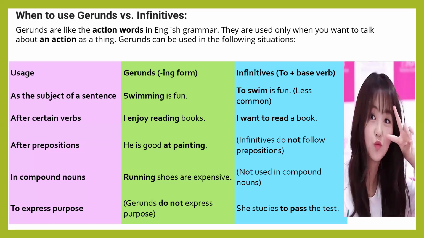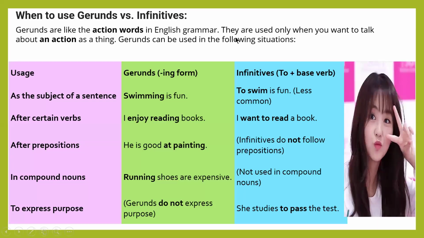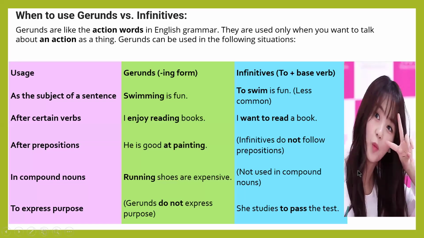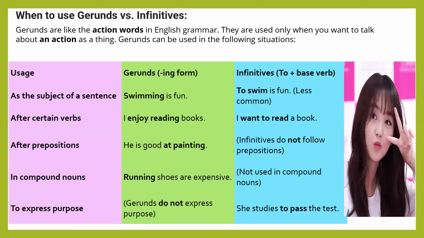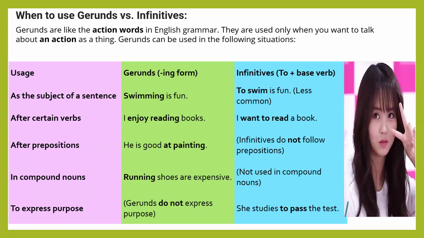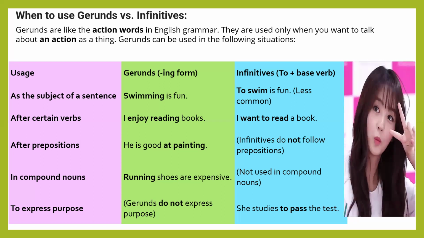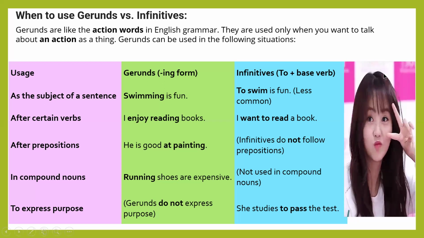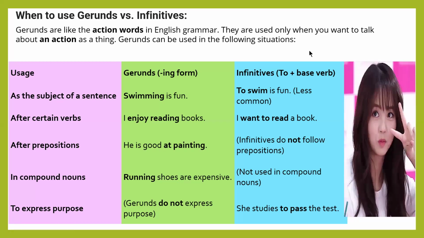Now, when to use gerunds versus infinitives? Gerunds are like action words in English grammar. They are used when you want to talk about an action. We use gerunds in our sentences when we want to talk about an action as a theme. So these are a few uses of gerunds and infinitives. Gerunds mean verb plus ing, and infinitive means to plus base verb.